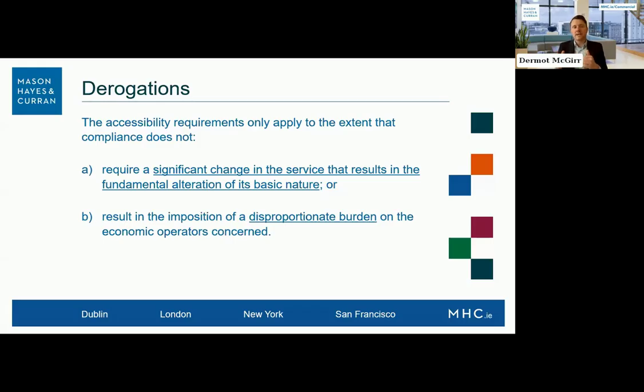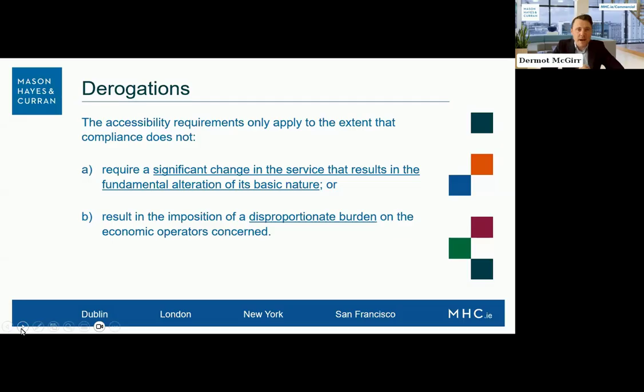But then the second point, and to be honest, this is my advice to most clients as well, is that you shouldn't rely on a derogation unless you absolutely have to, because these derogations will be interpreted narrowly. And I think they do invite an element of regulatory scrutiny as well. So if you are going to rely on one of these, you need to be very sure of your ground on the reasons as to why.